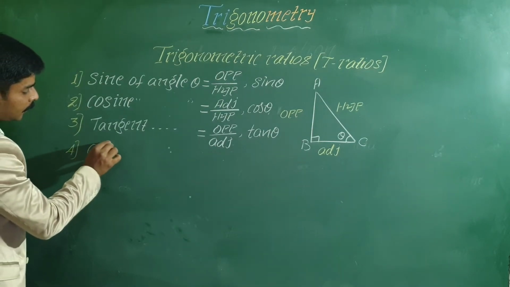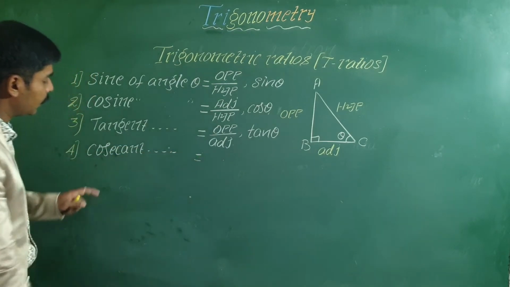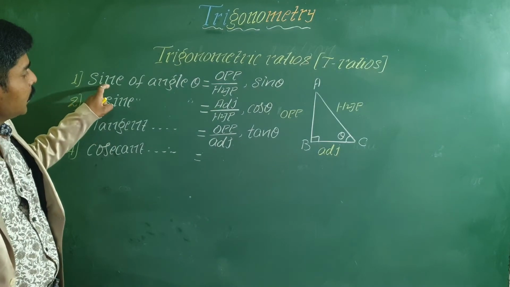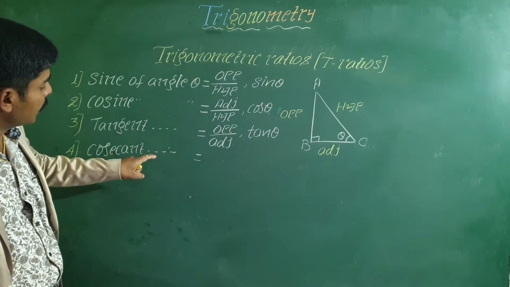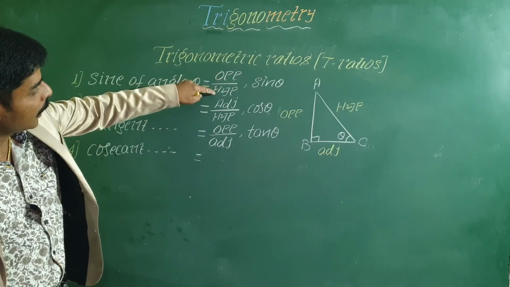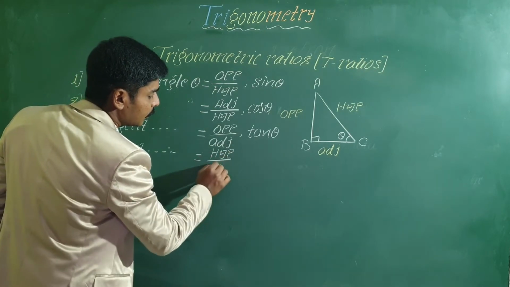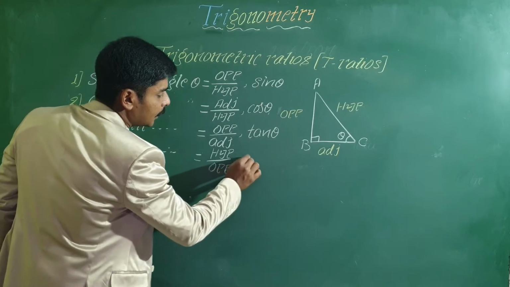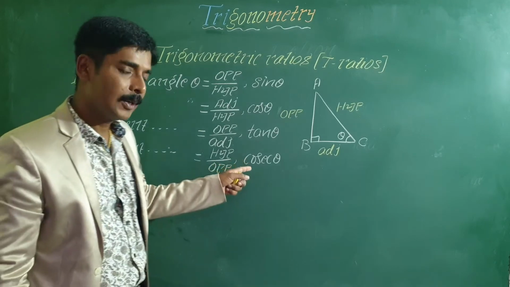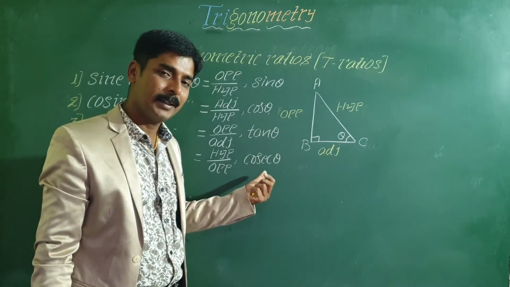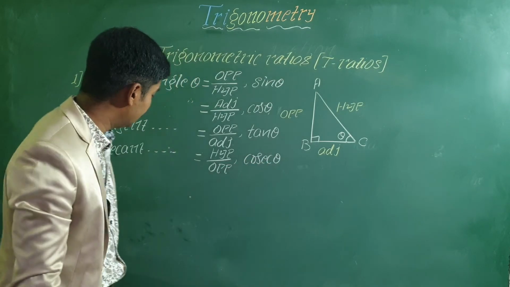The fourth one is cosecant of angle theta. This cosecant of angle theta is the reciprocal of sin theta. Sin theta is what? Opposite by hypotenuse. If you take the reciprocal of sin theta, it will become hypotenuse by opposite. And it can also be written as cosec theta. But you must read it as cosecant theta. You should not read it as cosec theta. So it is cosecant theta, but the short form of writing it is cosec theta.